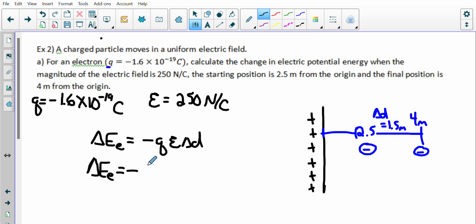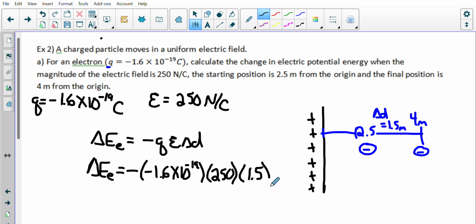Now if I substitute in, we got our negative sign there. Our Q value again is negative 1.6 times 10 to the negative 19. Our epsilon, let's plug that in, it's 250. And again, our delta D is 1.5. So I got a negative times a negative, that's going to give me a positive, then times a positive, it's going to give me a positive. So we're going to have some positive electric potential energy, an increase in it.